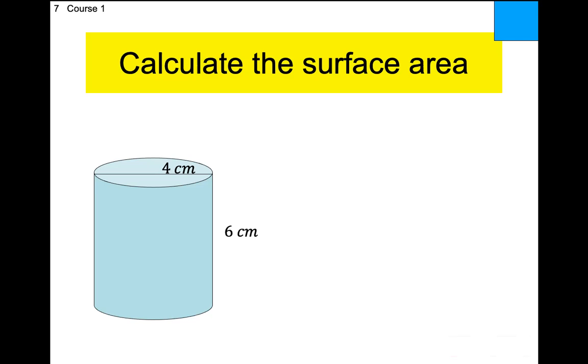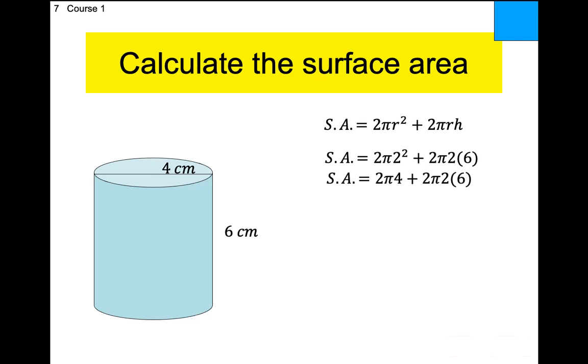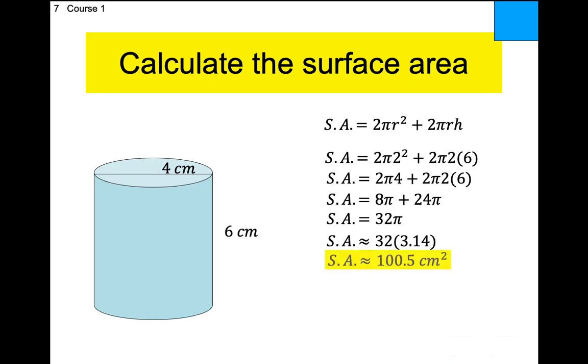Carson. Stay with me. So the radius here is 2. The height is 6. We plug those numbers into the equation, and then we either do this by hand or with the calculator. If we're doing it by hand, 2 squared is 4. 4 times 2 is 8. 2 times 2 times 6 is 4 times 6 is 24. So I get 8 pi plus 24 pi. Well, that's 32 pi. 32 times pi is about 100-ish.